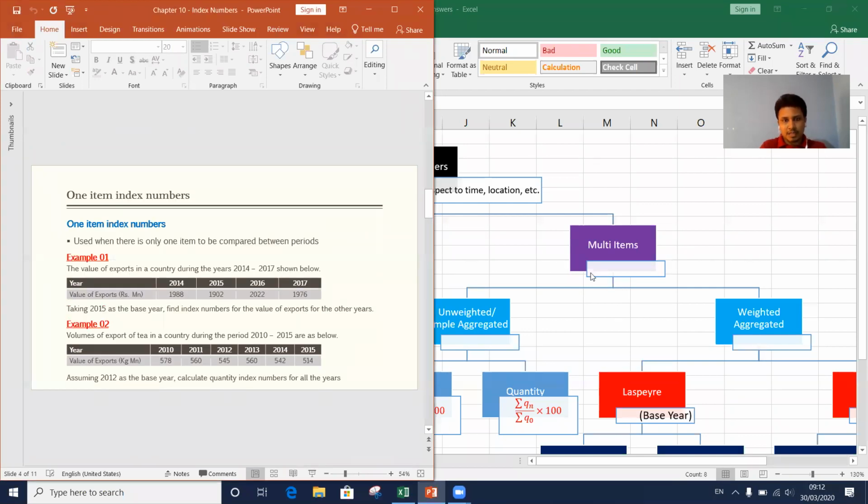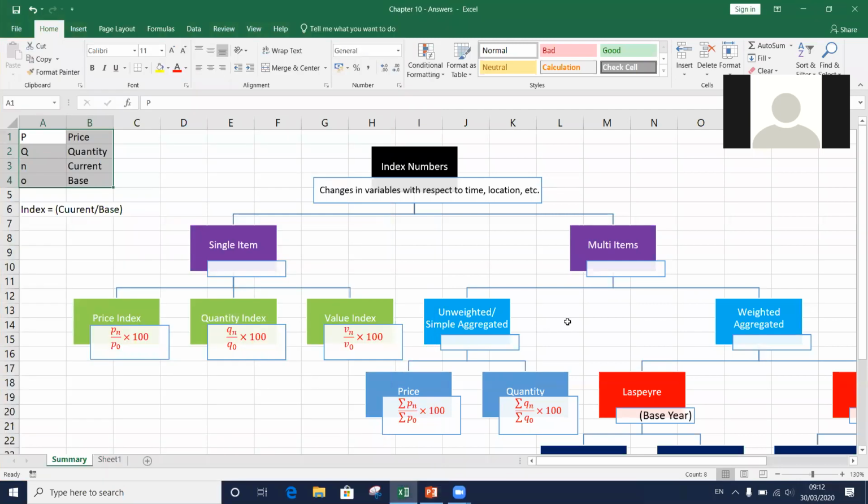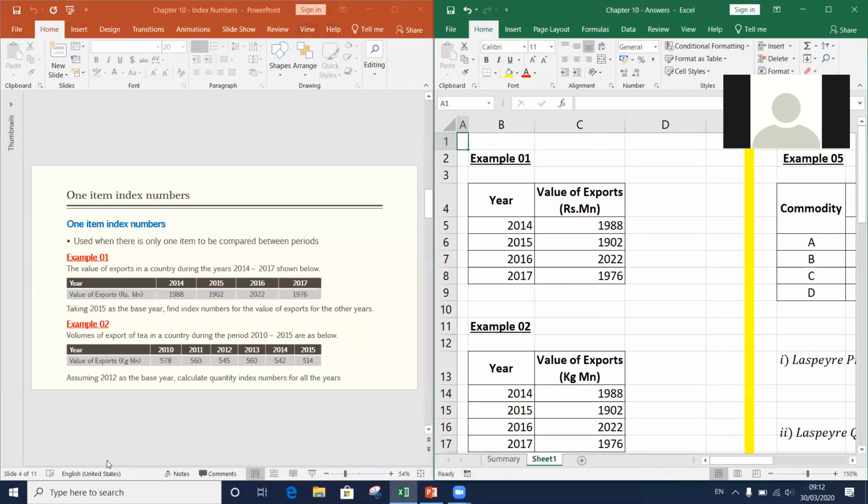Example number 1. What it says: the value of exports in a country during the years 2014 to 2017 is shown below.